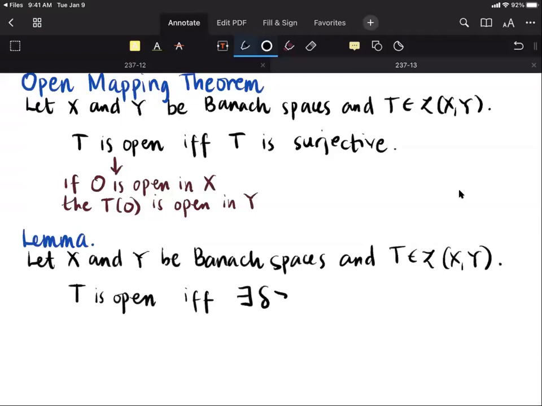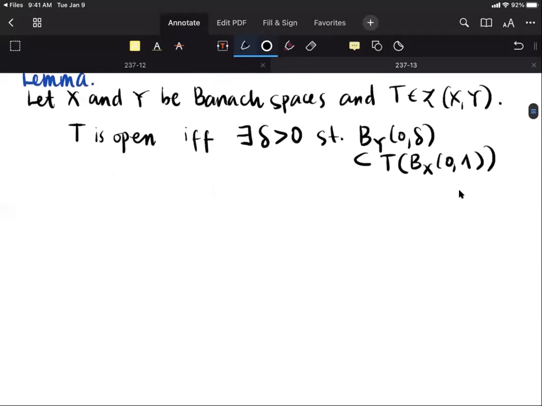More precisely, there is a delta greater than 0 such that this open ball in Y with radius delta is a subset of the image of the unit open ball in X. And we will see later that this will imply the open mapping theorem via translation, scaling, and among other things. So let us look at the proof of this lemma.